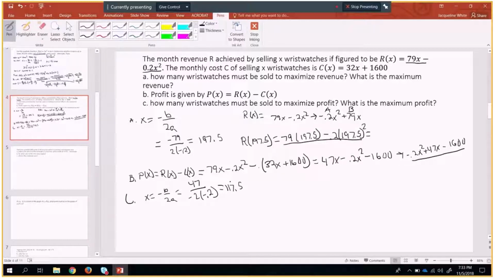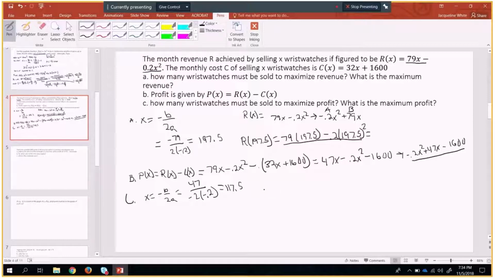And that is our axis of symmetry, or the x coordinate of our vertex, right? So the next step of this question is, what is the maximum profit? And that's the same exact thing that we did for part A, plugging in whatever our x coordinate was, or whatever our axis of symmetry was, into the particular equation at hand. In this case, it's going to be profit, and just finding what that equals.